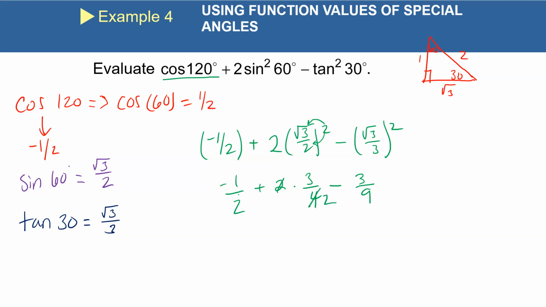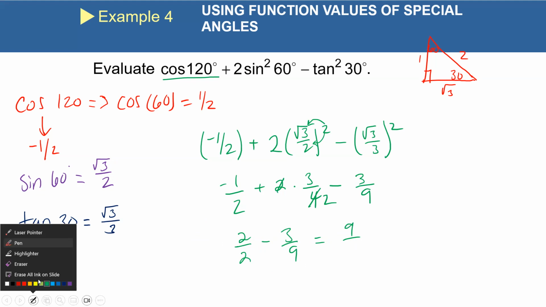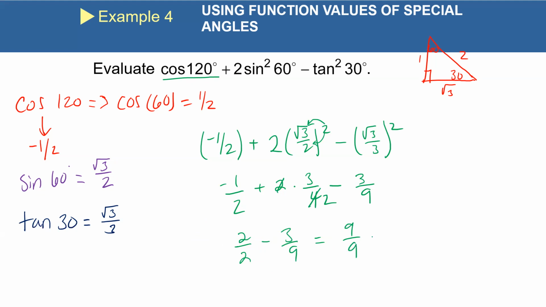So I'm left with negative 1 plus 3/2. That's going to give me 2 over 2 minus 3 over 9, which equals 9 over 9 minus 3 over 9, which equals 6 over 9, which equals 2 over 3.